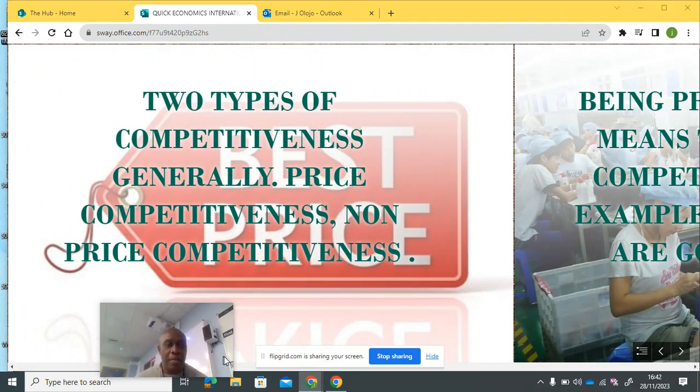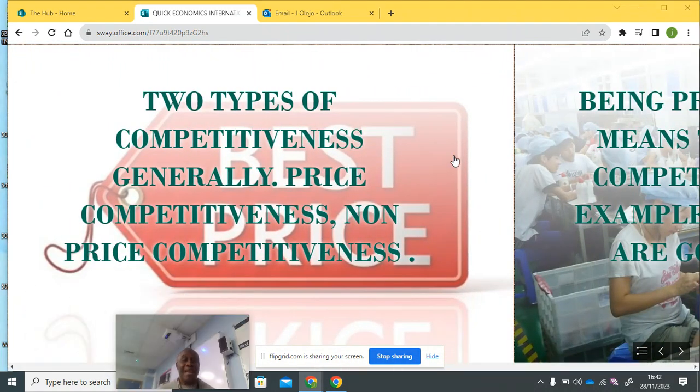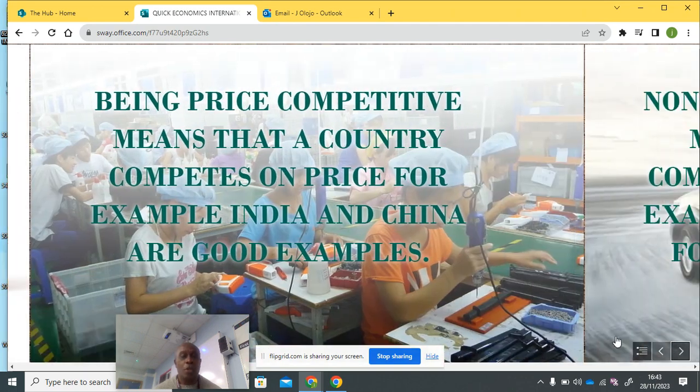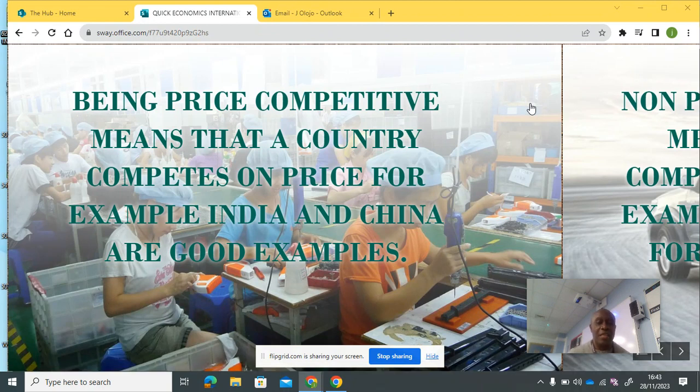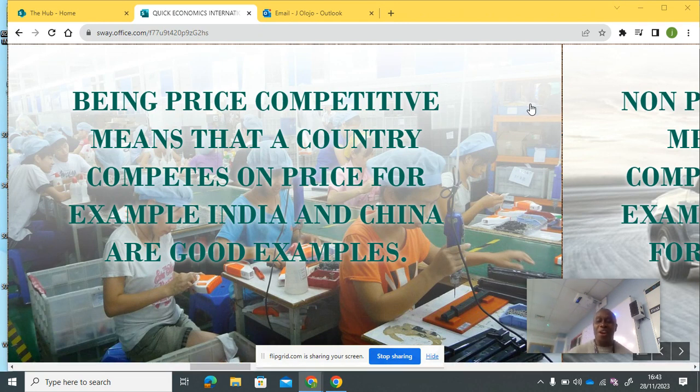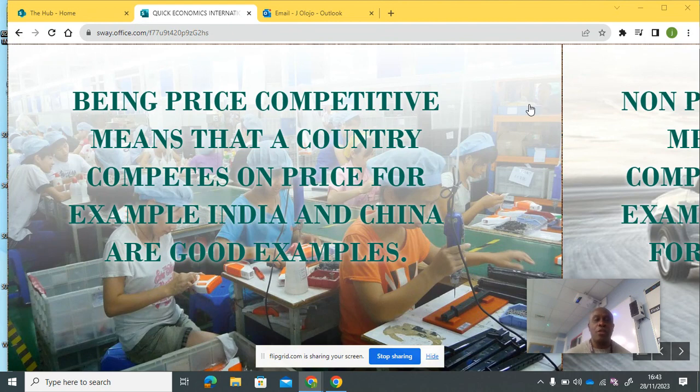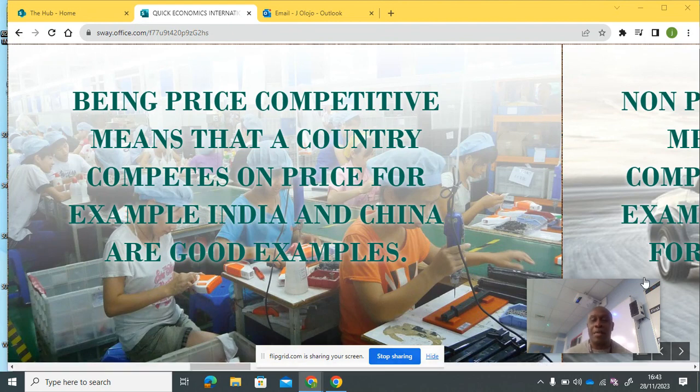Now, there's two types of competitiveness which we should know. Mainly two types. And we're talking about price competitiveness and non-price competitiveness. Now, the countries that are known for price competitiveness are countries like India and China. They're very competitive on price. India and China are very competitive countries on price. So they are price competitive.